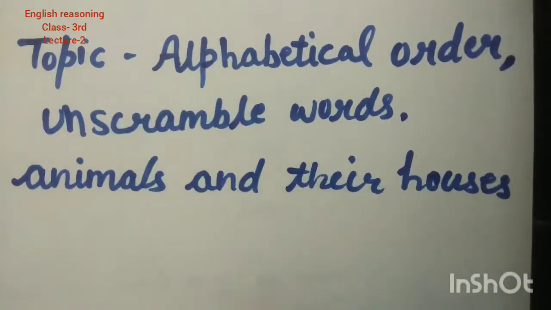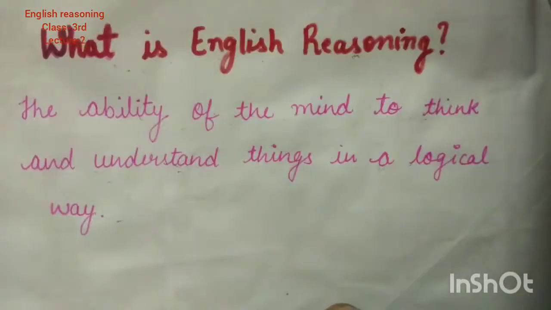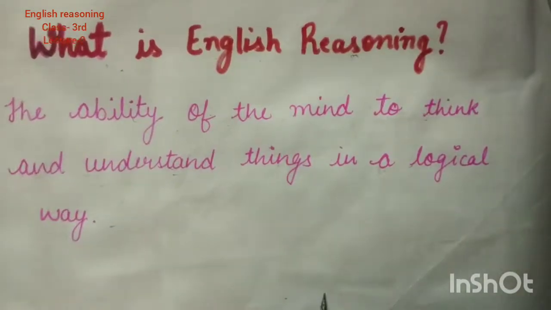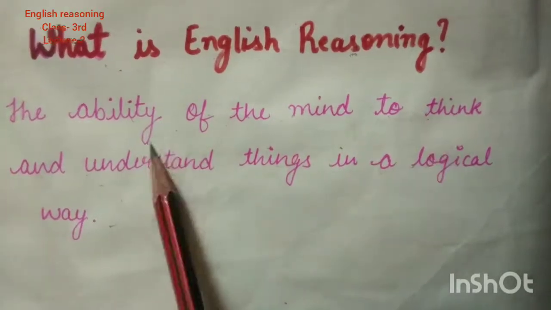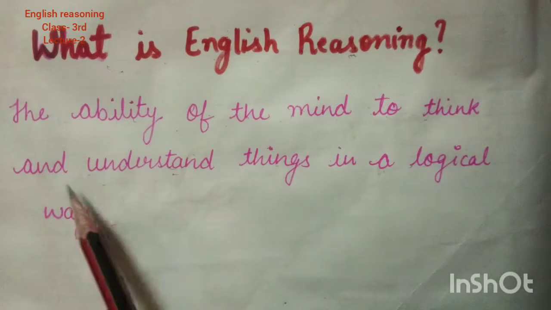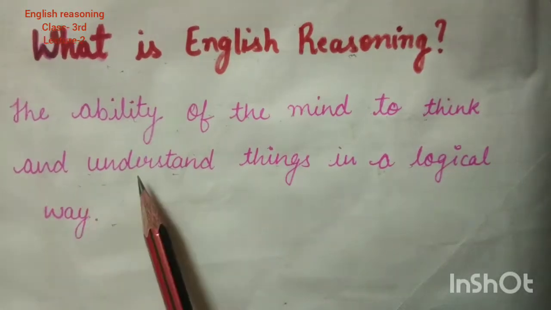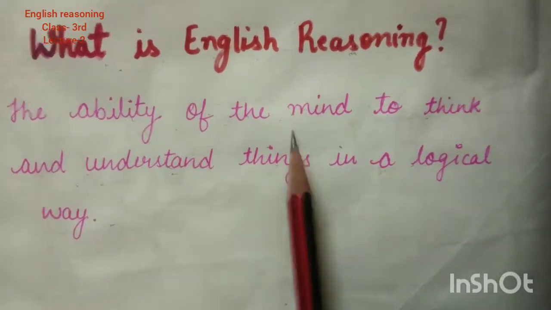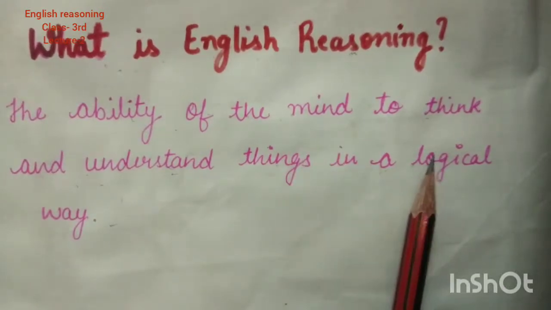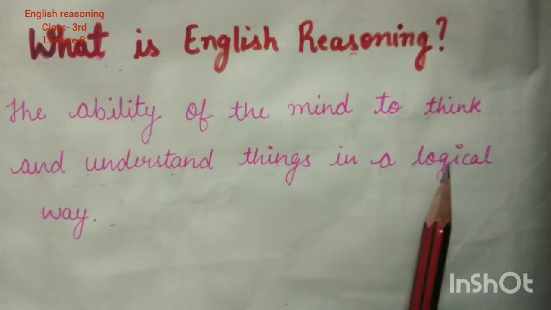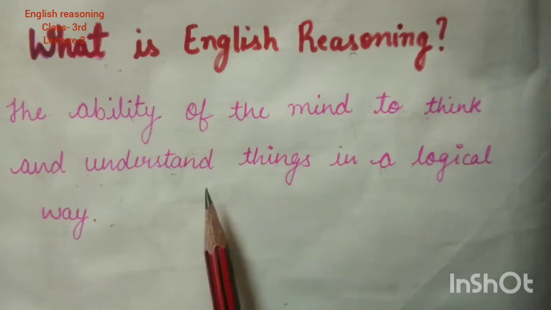So let's begin. As I have already told you about what is reasoning, reasoning is the ability of the mind to think and understand things in a logical way. And what is English reasoning? When we start thinking about English questions in a logical way, means that how and why this question is made and how we have to answer it. That is English reasoning. So let's begin our class with new questions.